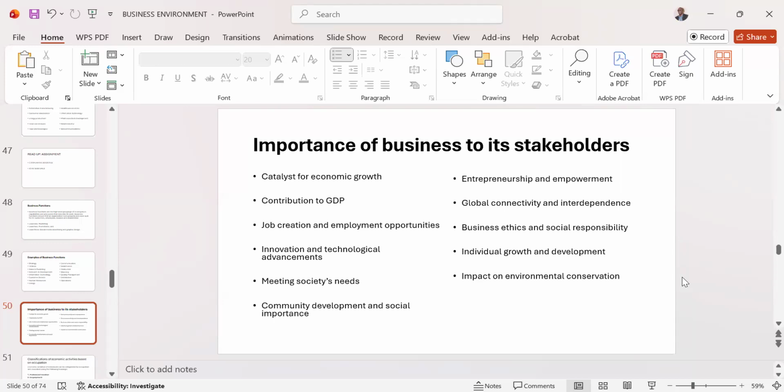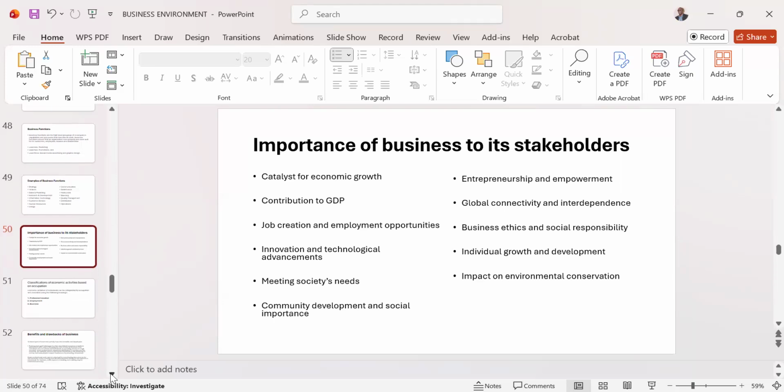Okay, let me allow you, Anolua, to say something about this. How do you think the impact on environmental conservation is one of the importance of business to its stakeholders? So let me hear your thoughts.